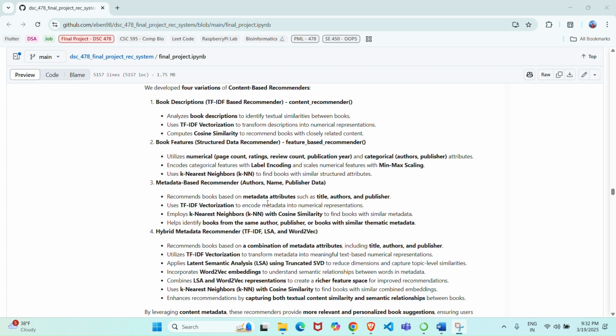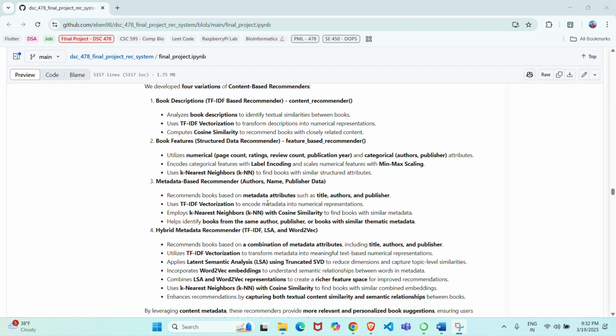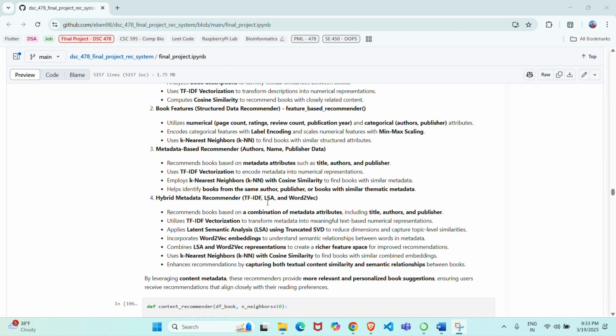The next one is book features, which just uses the page count, rating, review count and publication year. The next one is the metadata based recommender system, which uses the book's title, author and publisher. And the next one is the hybrid metadata recommender, which is similar to the metadata recommender, but uses LSA and word2vec. LSA is latent semantic analysis.